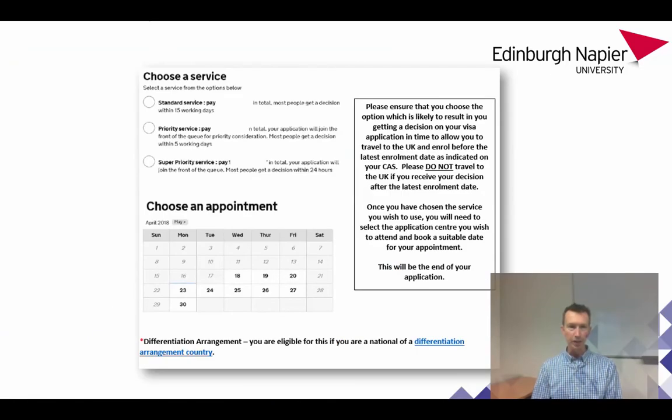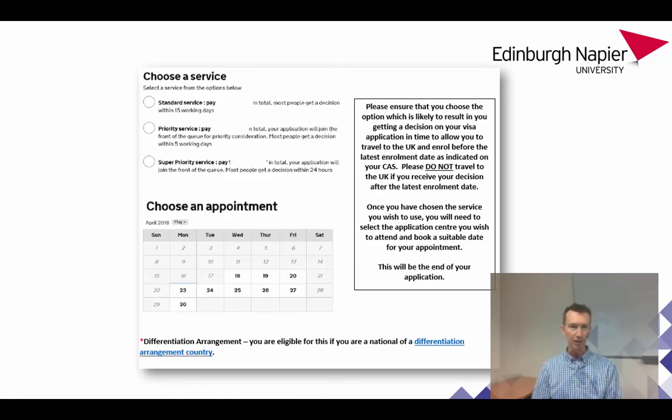And part of the application, you'll be able to choose how you want to process your application. It could be a standard service. Home Office say you should get a decision within 15 working days. Sometimes it can take a little bit longer, but that's their standard processing time.